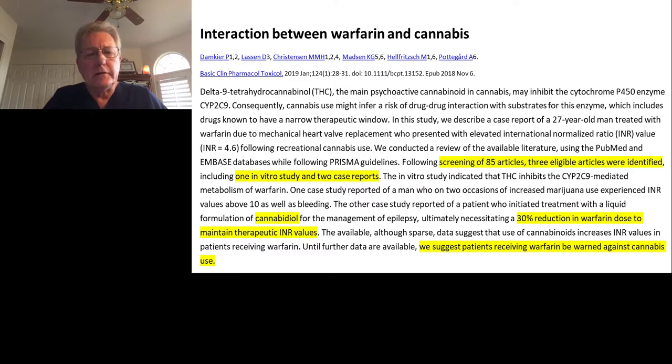Now, what's frustrating is the authors suggested that if the patient was on warfarin, they should be warned against cannabis use. We warn patients about the use of dark green leafy vegetables. We tell them if you're going to consume them, which many of them contain the antidote to warfarin, which is vitamin K, we just say stabilize your diet. There is no reason why a patient can't be on warfarin and cannabis as long as that adverse event is being managed properly by following INRs.